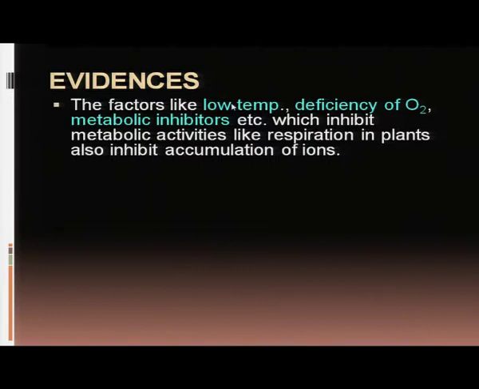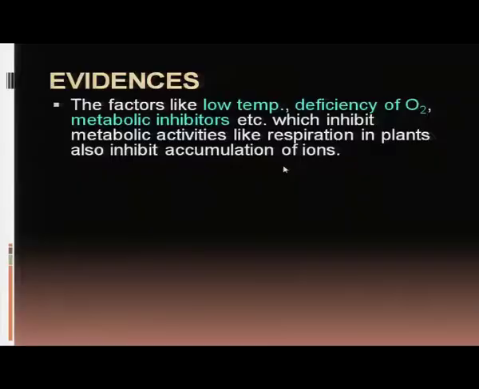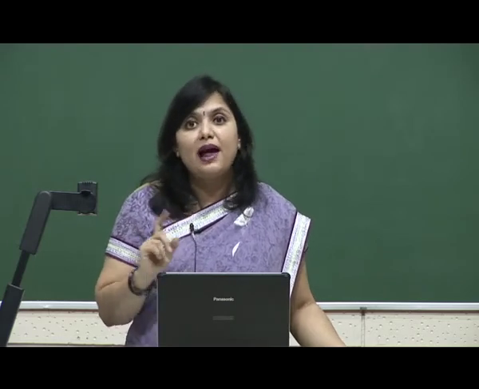Factors like low temperature, deficiency of oxygen and metabolic inhibitors which inhibit metabolic activities like respiration in plants also inhibit accumulation of ions. Now, if you remember, in the earlier slide we said that if the transport is not being hampered by any of these conditions, temperature differences, oxygen deficiencies or presence of inhibitors, then it means the transport must be passive or it can be diffusion. But if the mechanism of transport is being hampered because of these factors, that means some living things are involved, and these living things, we know, are the membrane proteins.